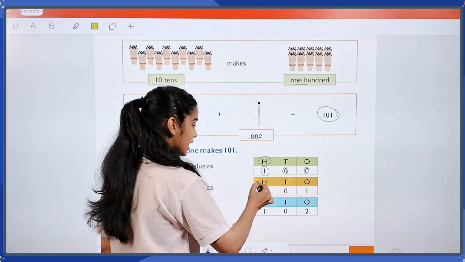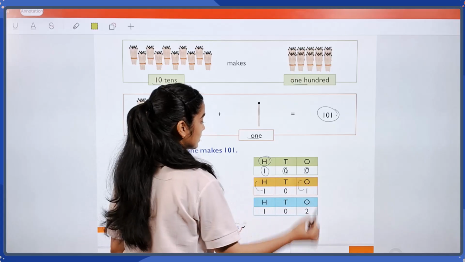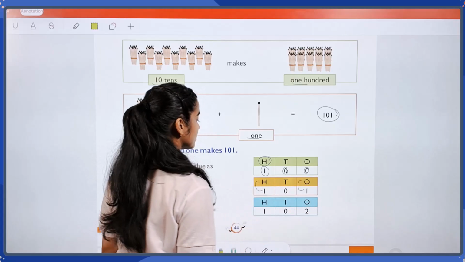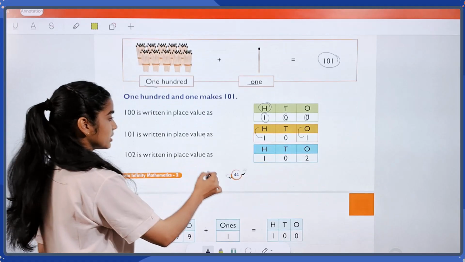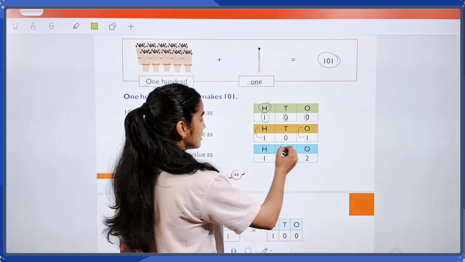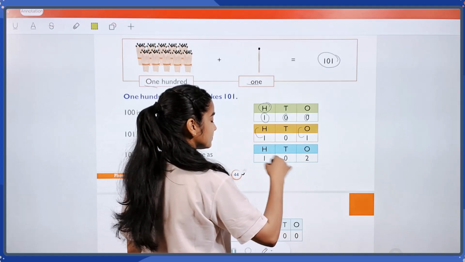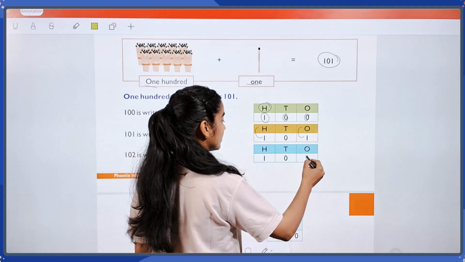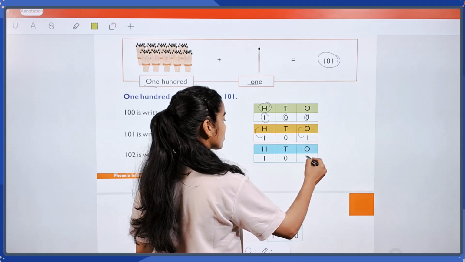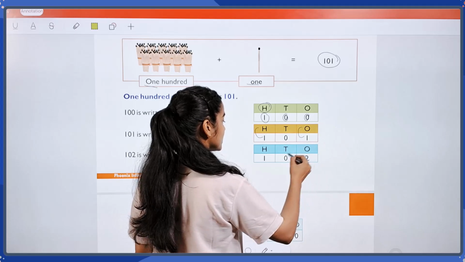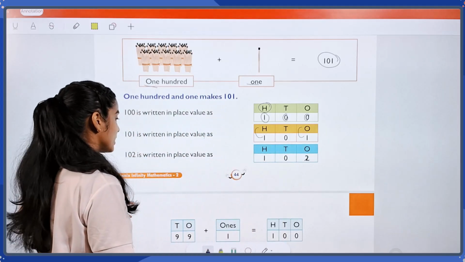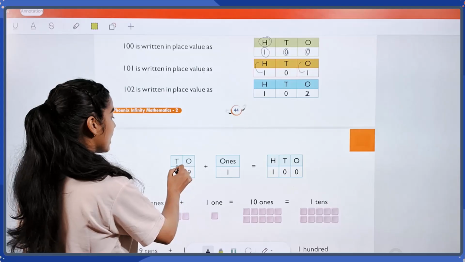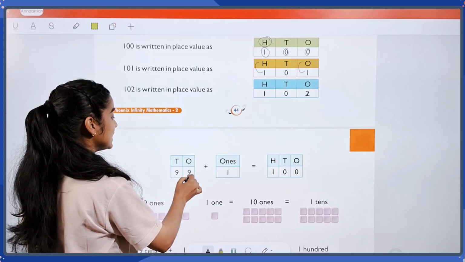Now 101 is written in place value as 1 hundred, 0 tens, 1 one. So it means 101. Now 102 is written in place value as: first you write ones, tens, hundreds, and start your number from the right-hand side. So first you write 2, which is your ones, then 0 tens and 1 hundred. So this means 102.